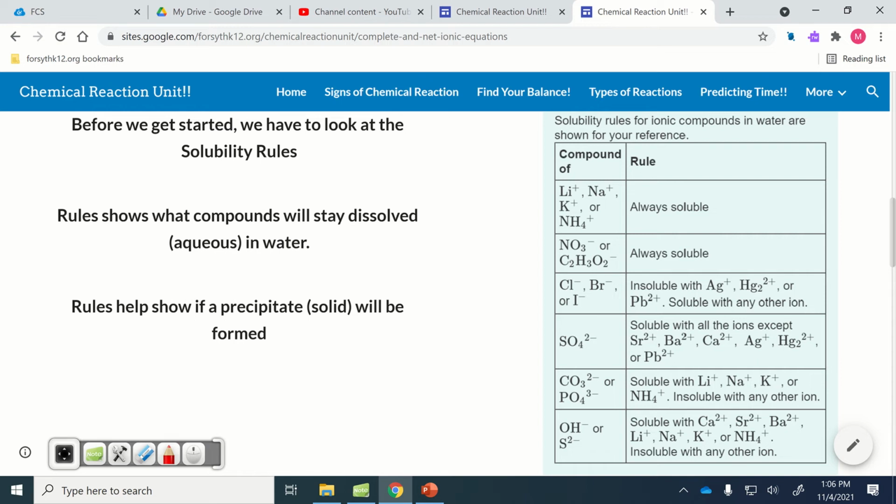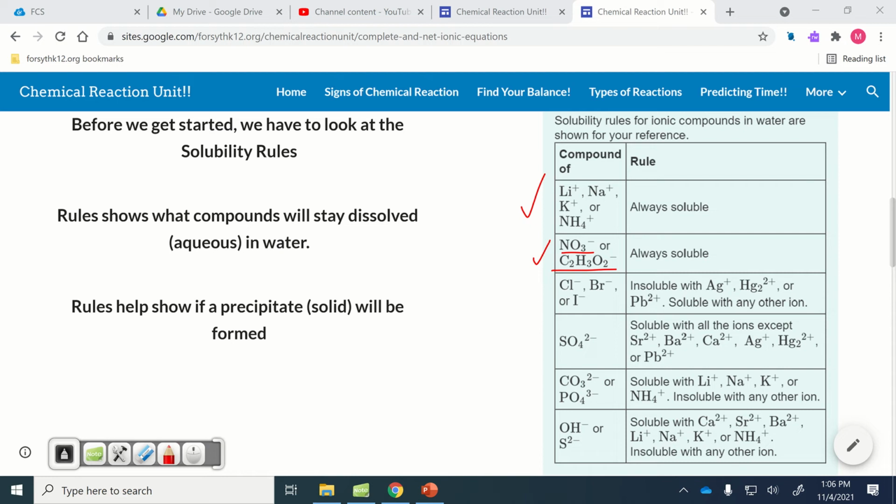I'm not going to read every single one of these. We should basically understand this first one here. Essentially, all the alkali metals and ammonium are always soluble with whatever they combine with. Regardless of what the anion is, alkali metals and ammonium are always soluble. It turns out that nitrate and acetate are always soluble. Those are some that we really need to make sure we feel comfortable with.